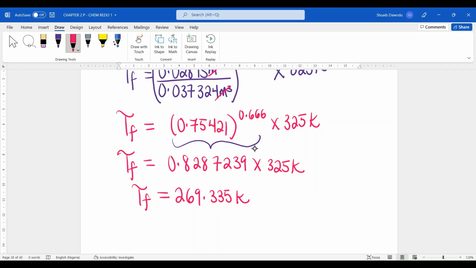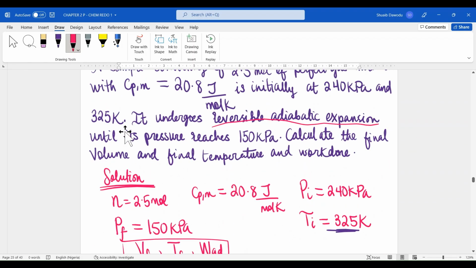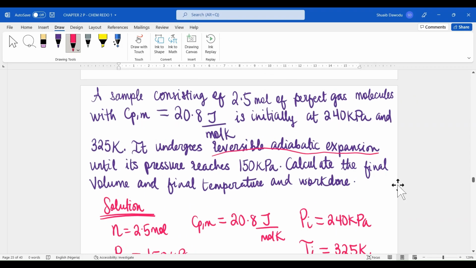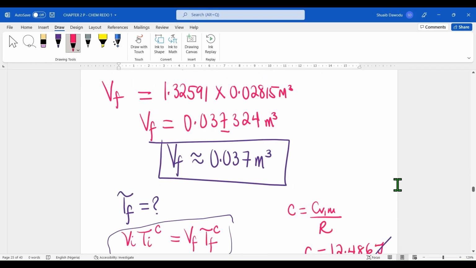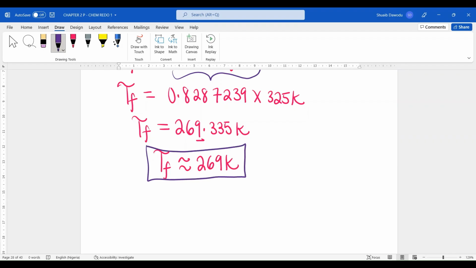269.335 Kelvin. But you know for sure you are a chemist, a scientist. You're not going to leave it. We're going to leave it in the proper number of significant figures. And if we look at the initial temperature, we see that the value for initial temperature is 325, meaning it's in 3 sig figs. So we're going to put our final answer in 3 sig figs. So T final is approximately 269 Kelvin. So this is basically the answer. Final temperature is 269 Kelvin.